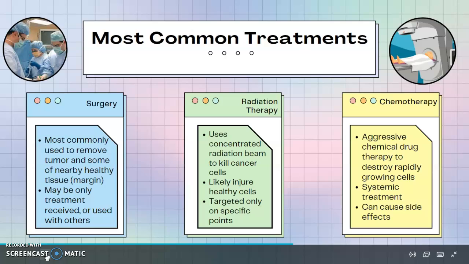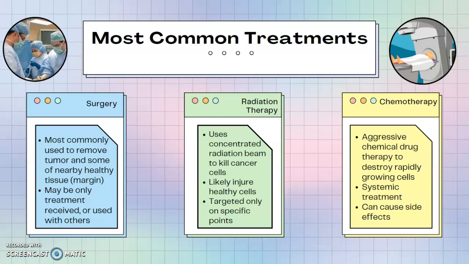Of all the common treatments, the ones best known are surgery, radiation therapy, and chemotherapy. In fact, you probably have heard of at least one of these three. Surgical removal, also known as curative or primary treatment, is used to remove the tumor and some of the healthy tissue around it called the margin, and this can be the only treatment one patient receives while used in combination with other treatments for others.